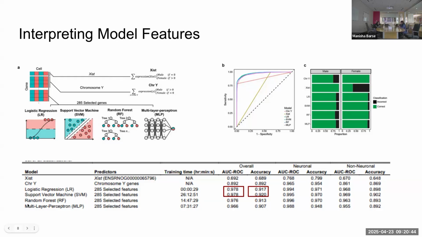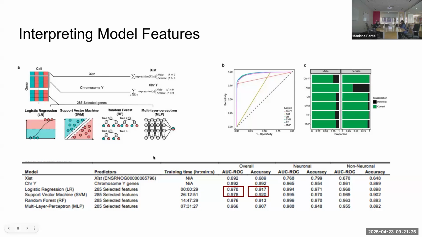And then these values are slightly less in the random forest and the multi-layer perceptron models. But if we compare to these 4 models, we see that ZIST and chromosome Y have really low values. So for interpreting these model features, we see that the machine learning algorithms have outperformed these 2 non-machine learning algorithms.